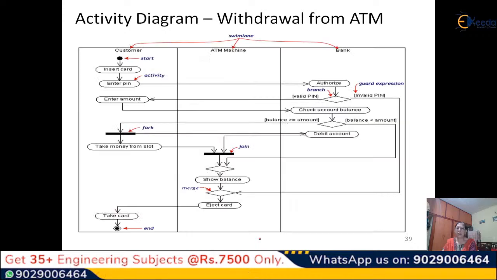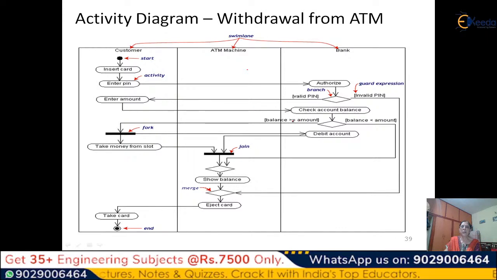So now we are going to write the activity diagram. We will make 3 swim lanes: customer, ATM machine, and bank. And it will start from the customer. The activity will start from the customer, and it will keep coming through the ATM machine to the bank, and it will get authorized. Then it will check for a valid PIN. Then it will also check the balance. If it is valid, then it will ask for the entering of the amount, and it will check the balance.